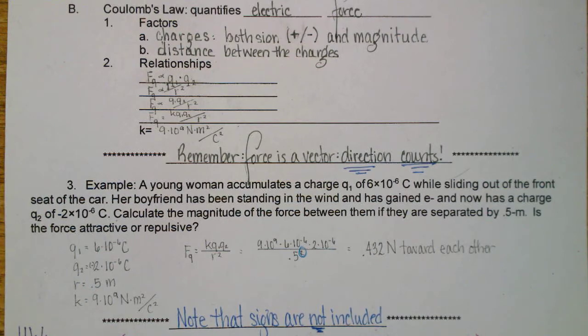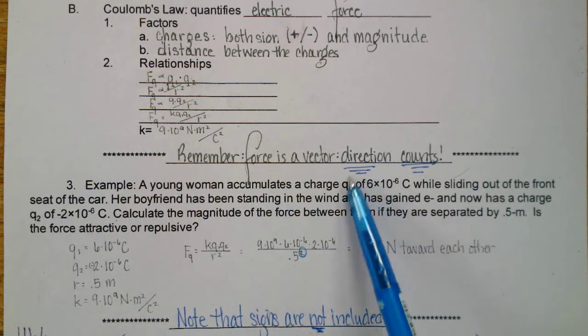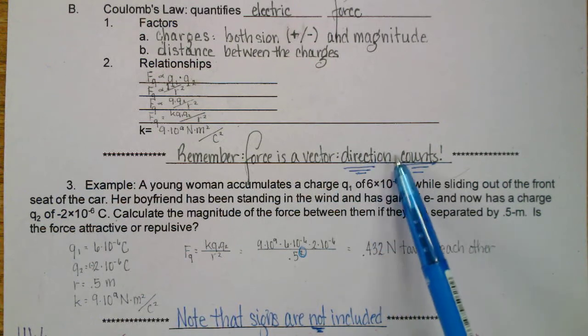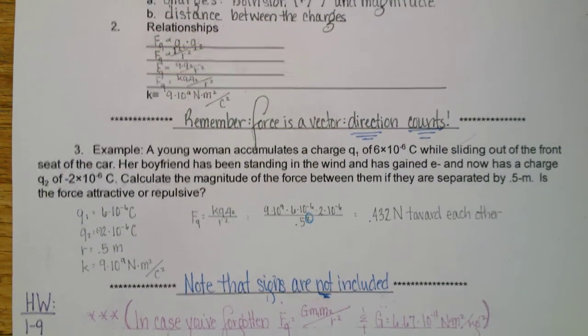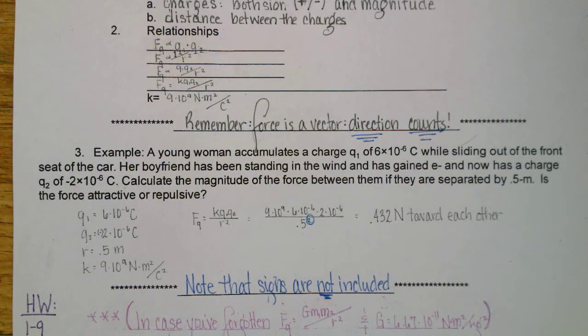Again, if you have not already written this down, please write it down. Note that signs are not included in the formula. You won't tell me a positive or a negative newtons. You tell me the direction here. Direction matters, and the signs count with this in that they tell you the direction it's going to go.